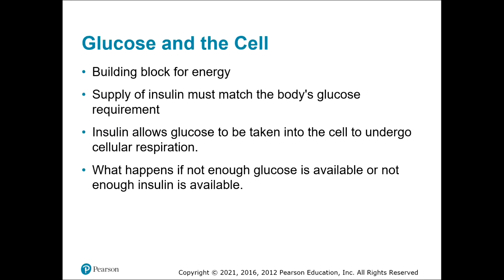So we need insulin for our cells to take up glucose. It allows glucose to be taken into our cell to undergo cellular respiration, both aerobic and anaerobic metabolism. It's used in both of those. Glycolysis is without oxygen, though. So we've already said what happens if not enough glucose is available or not enough insulin is available. Our cells then can't take up that glucose, and they're basically left starving for energy.